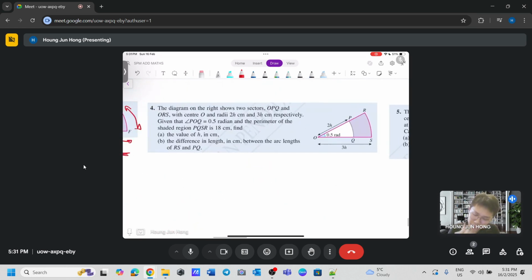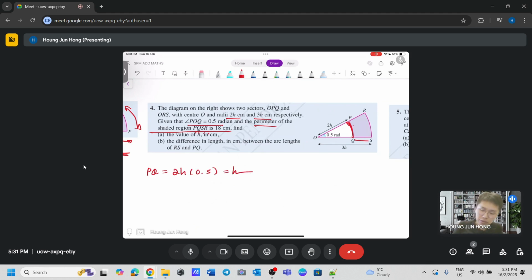All right, question 4. The radius is 2h and 3h. And then you have POQ as the radian. Then you have the perimeter of the shaded region. Oh, this is interesting. Now, let's try to put every piece of information together. It says PQSR is 18 cm. That means this region is 18 cm. So again, we go one by one. What is PQ? PQ is r theta, 2h times 0.5, which is h.